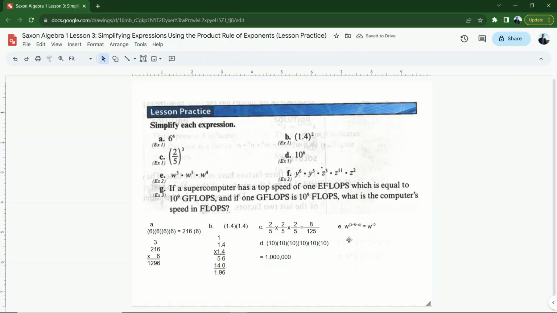There we go. Letter F is the same sort of thing, except I can't combine unlike bases. So I'm going to have Y to something, Z to something. Y to the 6 plus 5, Z to the 3 plus 11 plus 2. That's going to give me Y to the 11th, Z to the 16th.